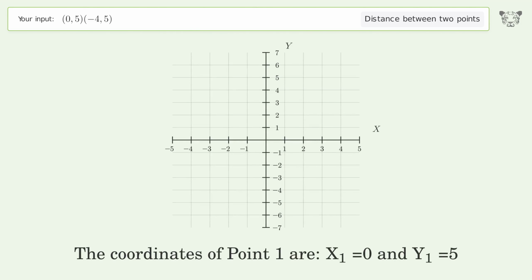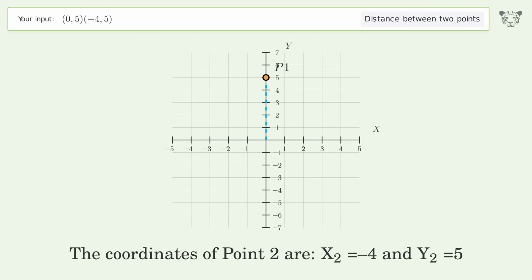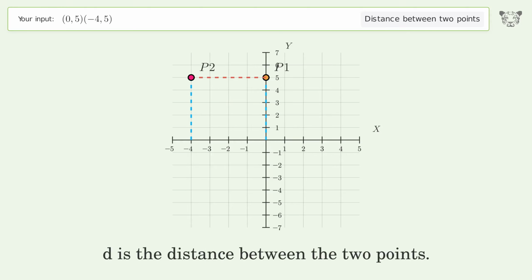The coordinates of point 1 are x1 equals 0 and y1 equals 5. The coordinates of point 2 are x2 equals -4 and y2 equals 5. D is the distance between the 2 points.